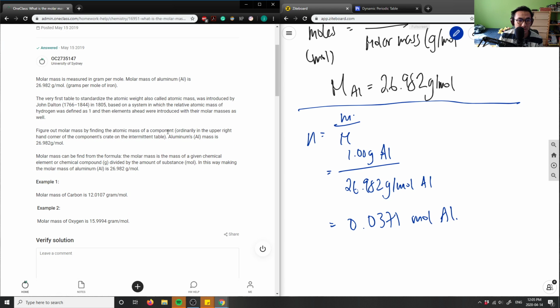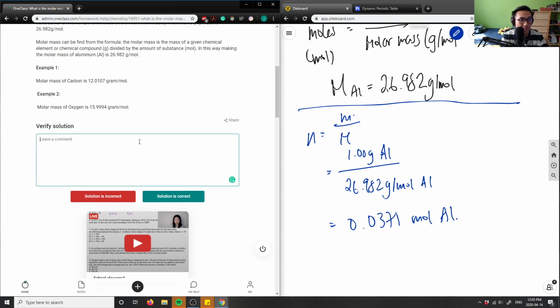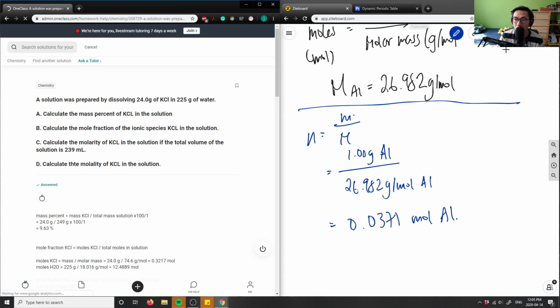Figure out the atomic mass of a component. Aluminum's mass is that. Molar mass can be found by the formula: molar mass is the mass given by the chemical formula divided by the amount of substance per mole. So this is 26.92. Good. So this is a great solution. Great solution and analysis. Sweet. Okay. That's good for number 1.